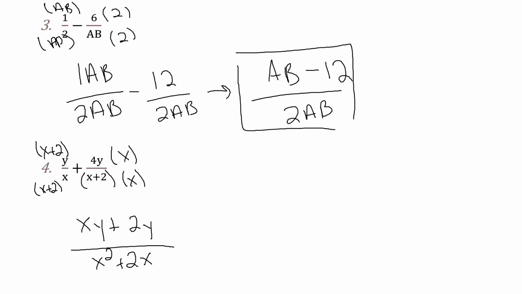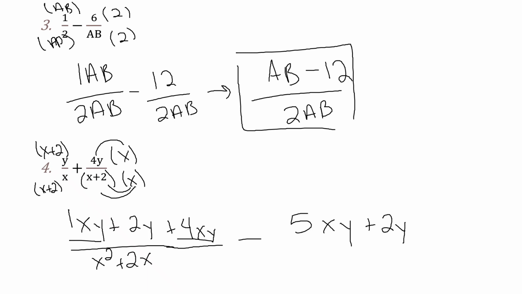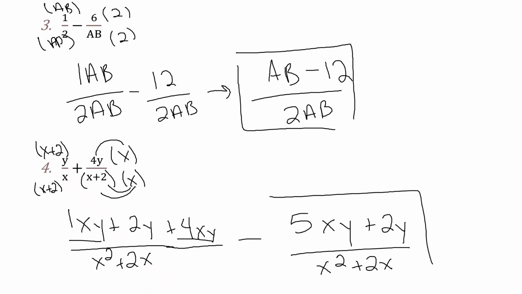Same thing on the second term. 4y times x is 4xy. And then my bottom is the same. Now, I have to see if I have any like terms, and I have 2 xy's. 1xy plus 4xy is 5xy. There's nothing to combine with my 2y, so it stays right there. And x squared plus 2x, and that is my answer.